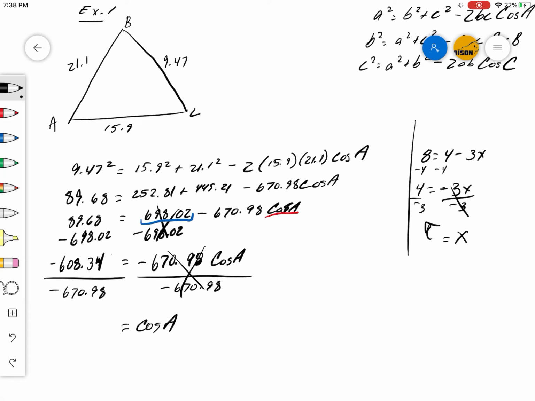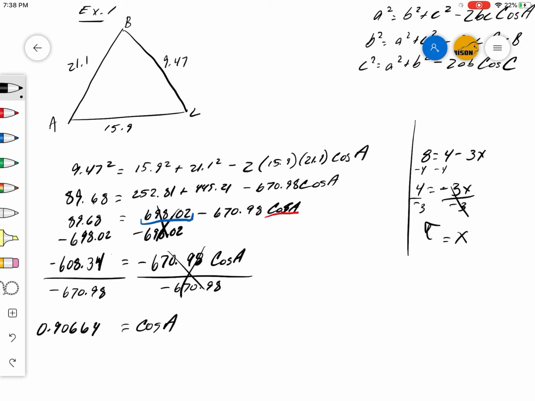So that's going to be equal to cosine of A. I'm going to calculate it. Negative that divided by negative 670.98. That gives me 0.90664. There's a bunch of decimals here, I've got like 10 decimals, okay? So again, I'm going to keep it in the calculator. I'm not going to lose the rigidity on that number.